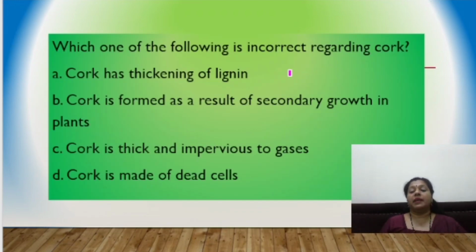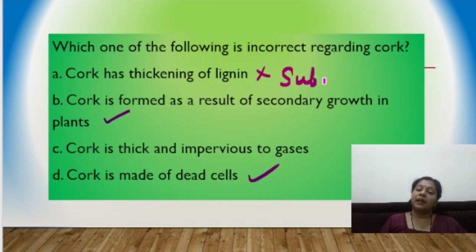Which one of the following is incorrect regarding cork? Cork means the bark of the tree. Cork has thickening of lignin. Cork is formed as a result of secondary growth in plants. That is correct. Cork is thick and impervious to gases. Yes, it is multi-layered, and cork is made up of dead cells. But here, cork has thickening of lignin is wrong. Of course it has thickening, but it is due to another chemical called suberin.